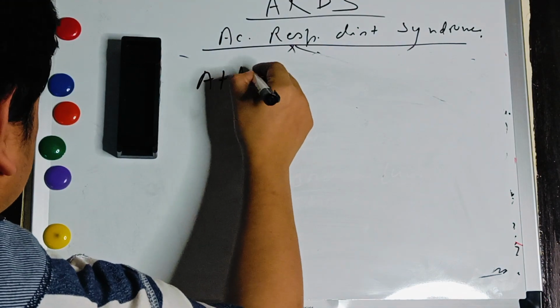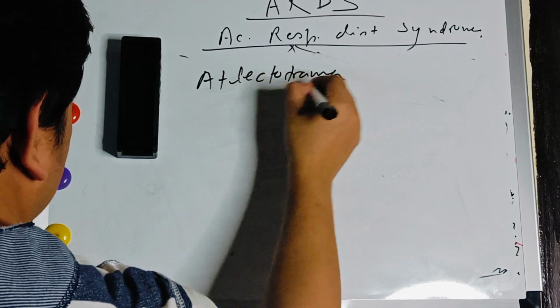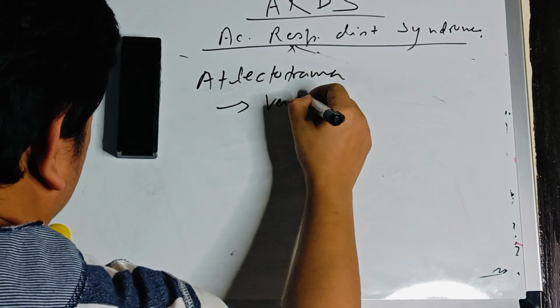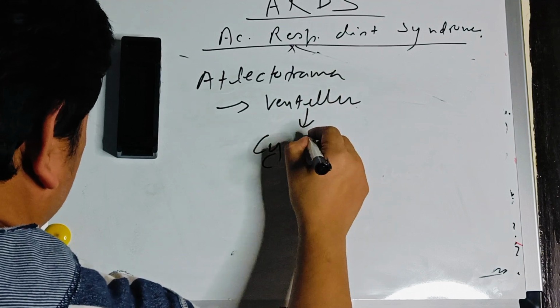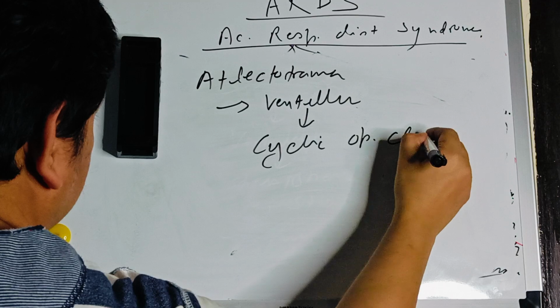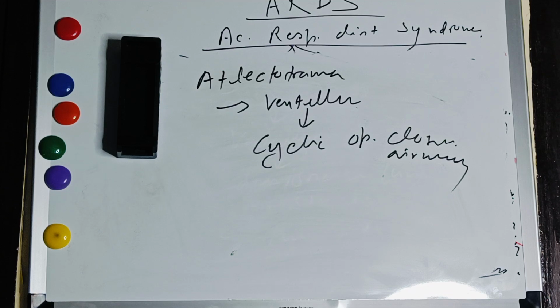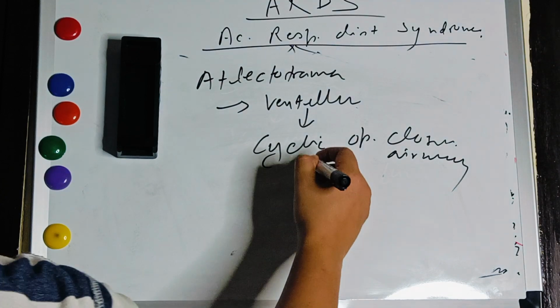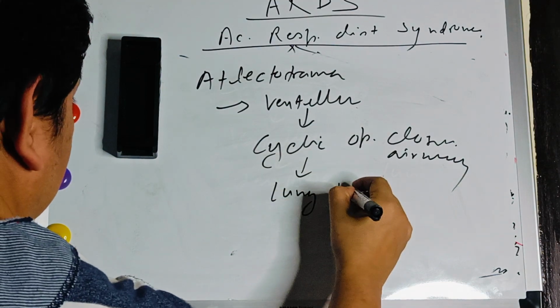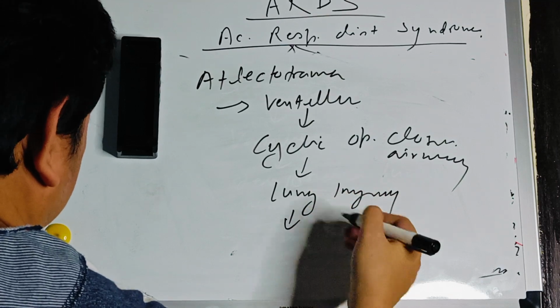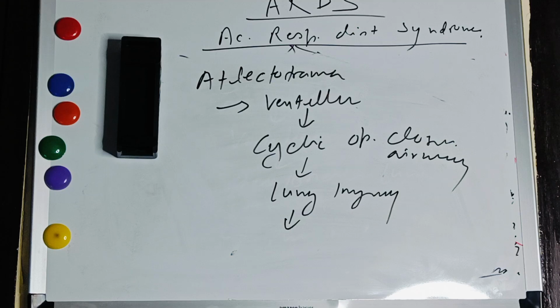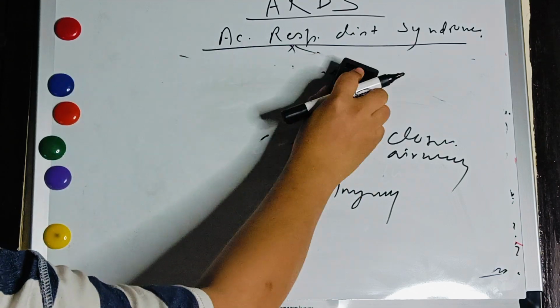Atelectotrauma: the ventilator will lead to cyclic opening and closing of the airway. This cyclic opening and closing results in high velocity shear forces created by opening of the collapsed airway, which can damage the airway epithelium. This will be a source of lung injury, release of inflammatory mediators and cytokines, and further deterioration of the condition.